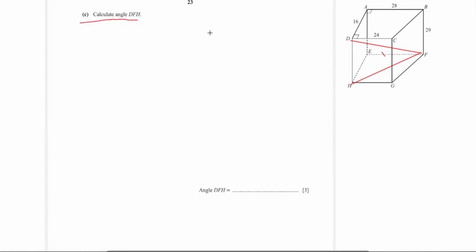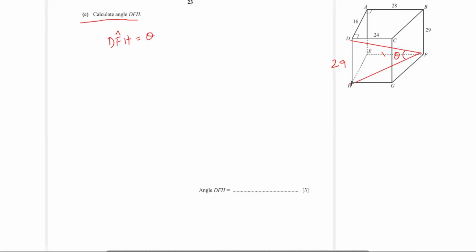Part C. Calculate the angle DFH. You see here, this is the angle DFH, and this angle we have to find. We name it as theta. Now we write DFH angle is equal to theta. You see here the length of DH is 29 because the height of the container is 29. Therefore, DH will also be 29. If we find the length HF, we can find the angle DFH.